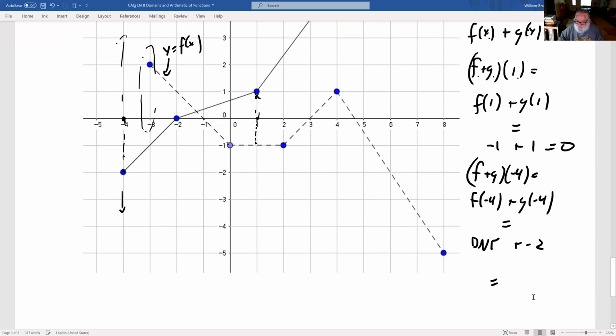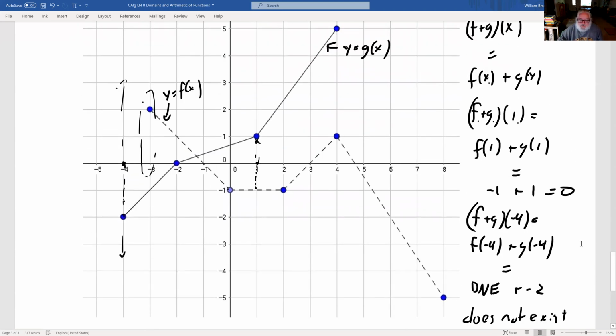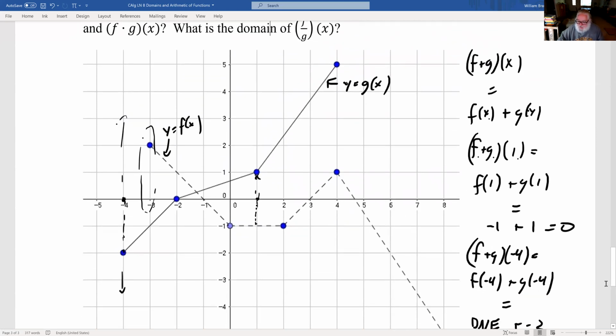And DNE is a very useful abbreviation in math. I don't know why this equal sign suddenly moved way down there. It should be up here. And it means does not exist. Right? There is no f of minus 4 because minus 4 is not in the domain of f of x. So if we actually want to add or subtract or multiply f and g, we can only do it for numbers that are in both domains.